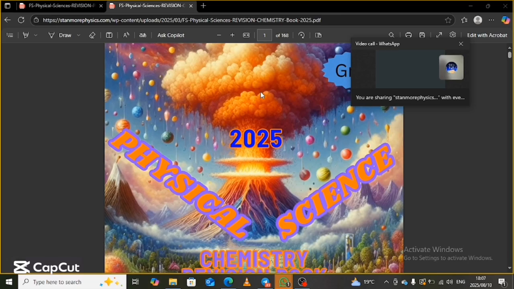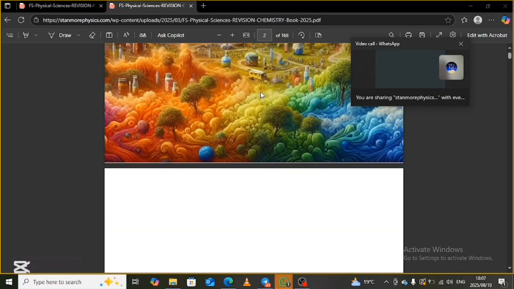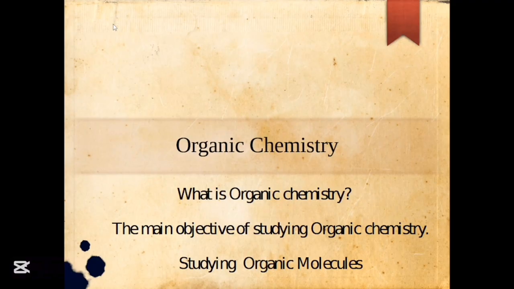So today we'll be looking at Physical Sciences 2025, and this is a workbook that is taken from Stanmore Physics, the chemistry revision book. Today we'll be looking at nomenclature. So we'll be looking at organic chemistry. So yeah, let's get into it.